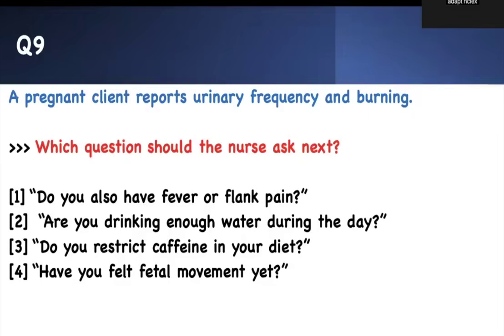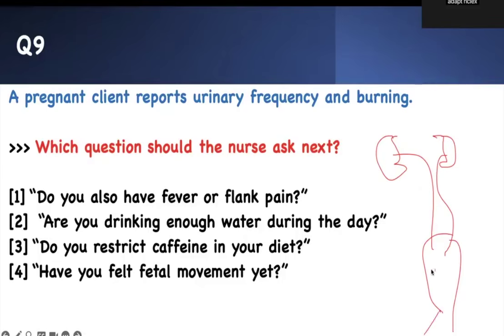Which question should the nurse ask? What would you ask? Pregnant client reports urine frequency and burning. That's not good, right? Pain and frequency look like infection. But what do you want to elicit? Whenever somebody has a bladder infection, you always want to elicit whether it involves the kidney. So this is the kidney. You have your 2 kidneys here, and then you have the ureter that connects to the bladder.